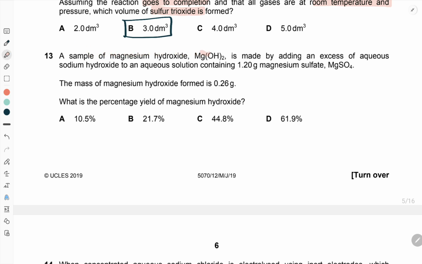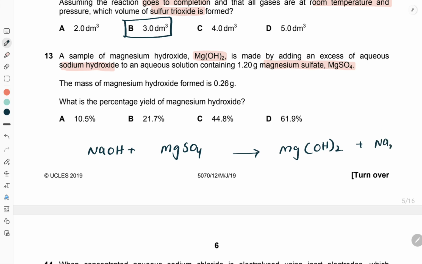A sample of magnesium hydroxide is made. So we are making magnesium hydroxide by adding excess sodium hydroxide to an aqueous solution containing 1.2 gram of magnesium sulfate. So we are reacting sodium hydroxide, NaOH, with 1.2 gram of magnesium sulfate. You get magnesium hydroxide and the other product will be sodium sulfate, Na2SO4.